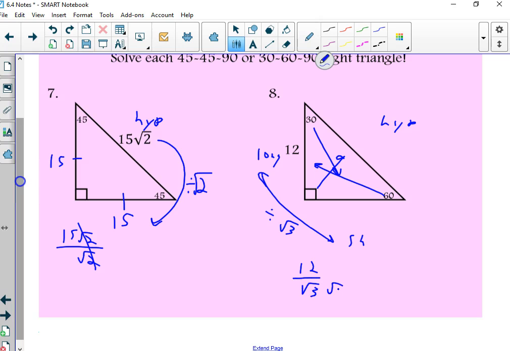Which we have to rationalize. Which gives us 12 radical 3 over 3, because radical 3 times itself is just 3. The 3 goes into the 12 4 times, so we have 4 radical 3 here. Now, going from short to the hypotenuse is times 2. Remember, the times 2 is an outside number, so it's 2 times 4, which is 8 radical 3.